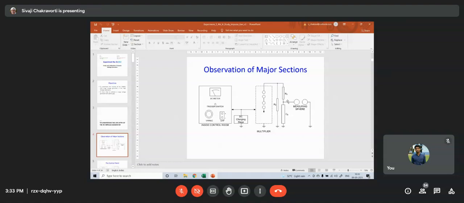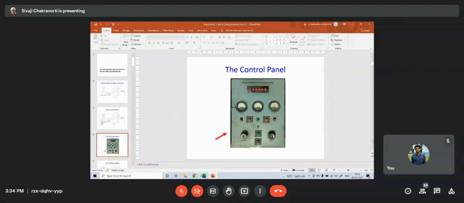That means we have to calibrate the DC voltage in terms of the output impulse voltage. That means something like 1 kV DC is equal to X kV impulse. This is what we have to do. Now the issue is, how do we do that? So let's go forward.